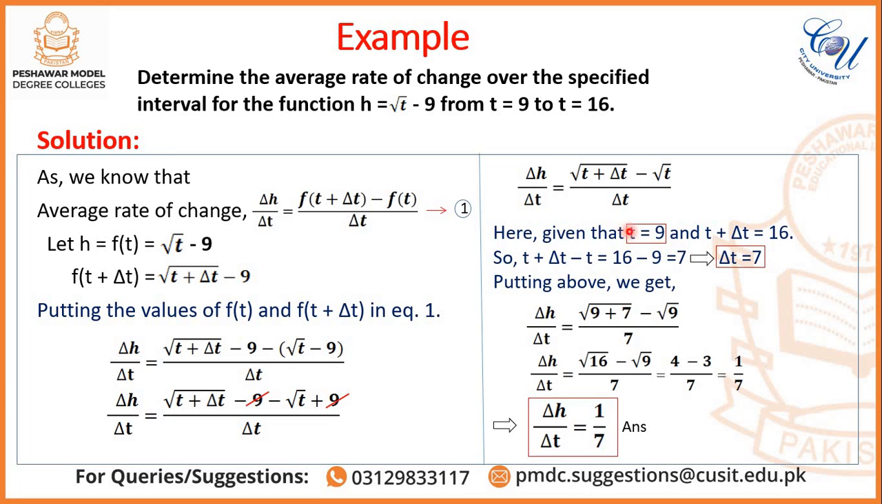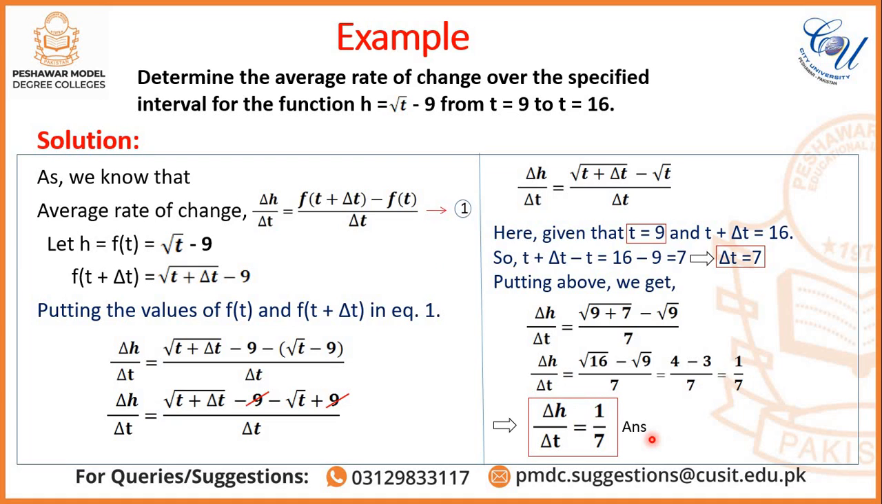Now putting the values of t and delta t above, we get del h upon del t is equal to under root 9 plus 7 minus under root 9 whole divided by 7. Now simplifying it, we get under root 16 minus under root 9 whole divided by 7, and we get 4 minus 3 upon 7, that is 1 by 7. So here in this function, the average rate of change is 1 by 7. I hope you have understood the concept of average rate of change.